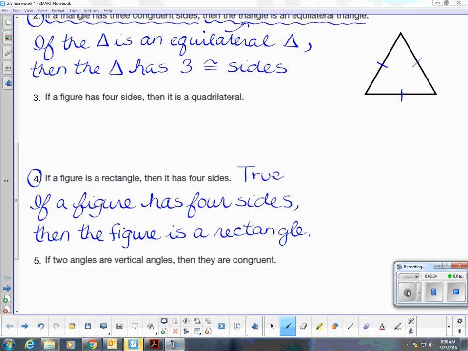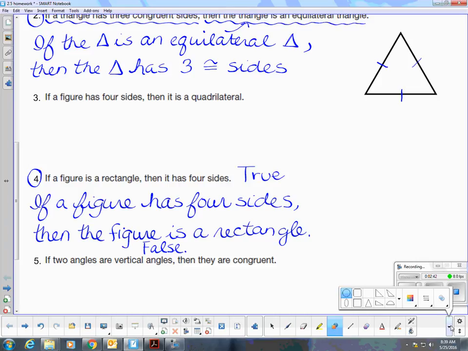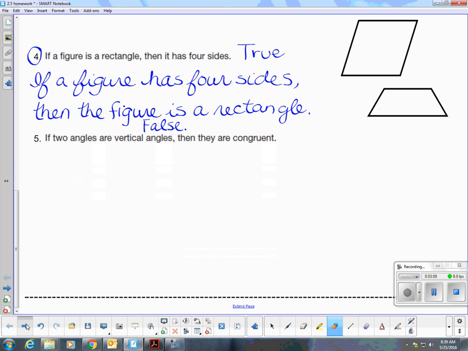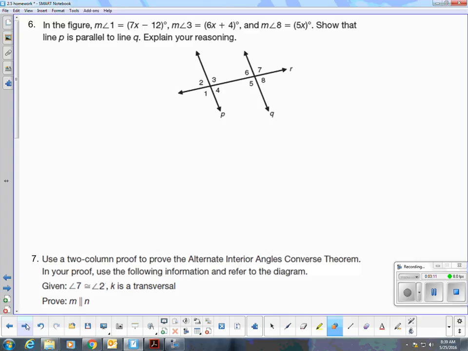Now, I'm going to say that that is a false statement. Here's a figure that has 4 sides, but it is not a rectangle. And here's another figure that has 4 sides. It is not a rectangle. And number 6.